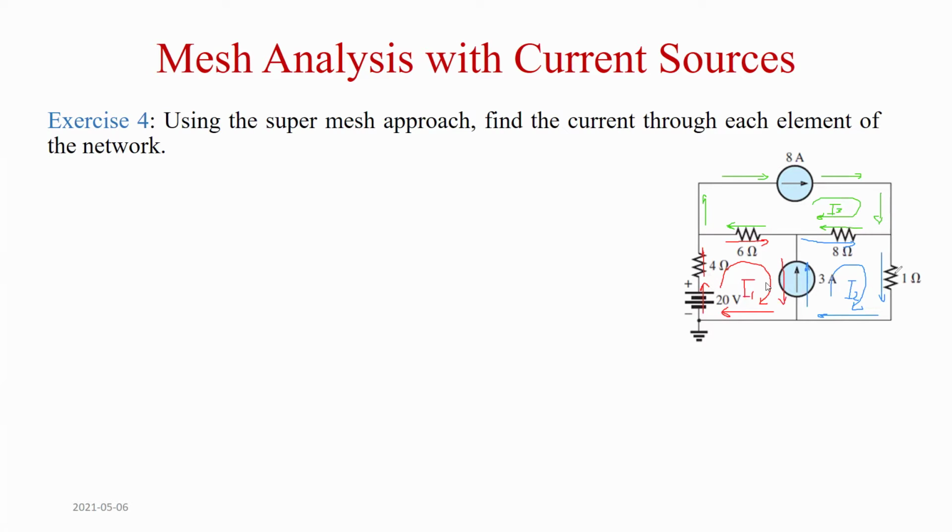For example, in 1 ohm it's only I2. In the 8 ohm, it's I2 and I3. In the 8 ampere source, only I3. In the 20 volt source, it's only I1. In the 3 ampere source, there are 2, I1 and I2. Is this okay?